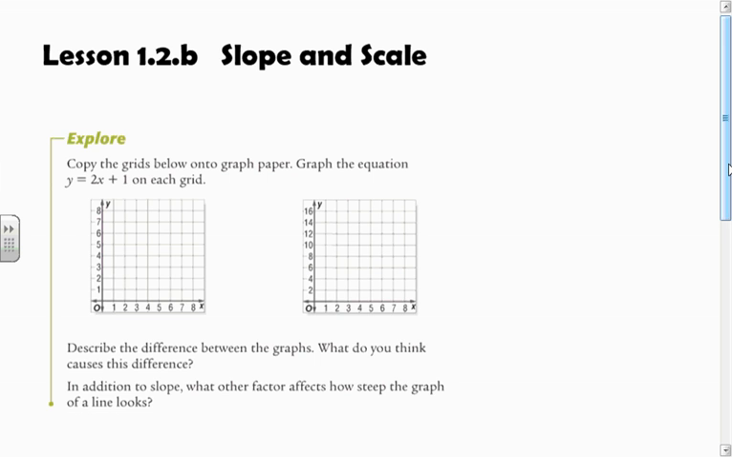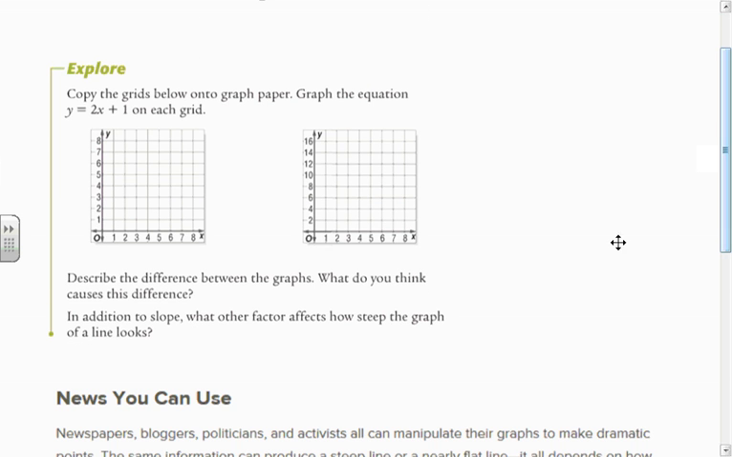But right now we're going to talk about slope and scale, and I just want to quickly show you what effect you can get with these two graphs here. We're going to graph this equation, y equals 2x plus 1, on each grid, and you're going to notice the difference it makes. So notice this grid, x goes up by 1 and y goes up by 1. They both have the same scale. In this grid, x goes up by 1, y goes up by 2.